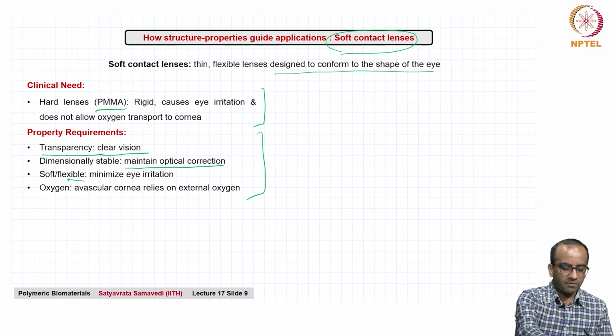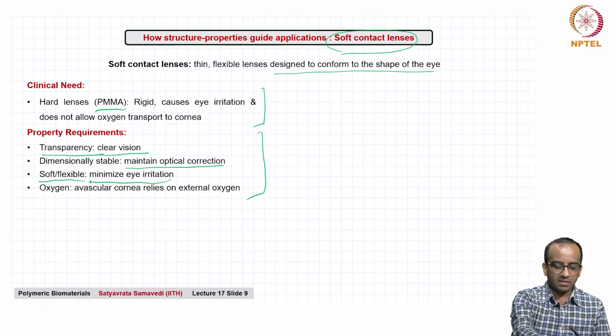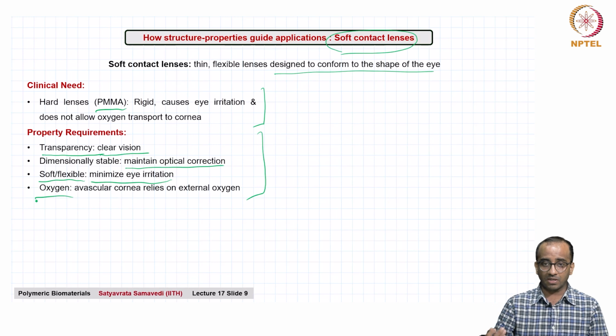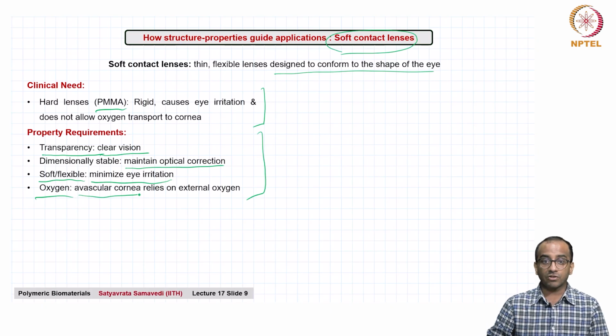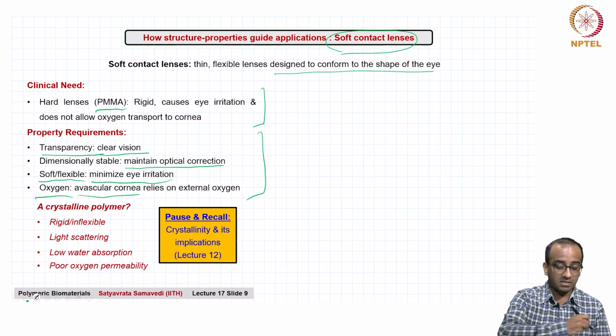You want it to be soft and flexible, supple if you will, to minimize eye irritation. And of course, you want a material that can help transport oxygen across, as the avascular cornea, like I just said, relies on external oxygen for its survival. Now, when you think about properties such as these, one can immediately ask, can I use a crystalline polymer for this application? And this is a question we have asked earlier.